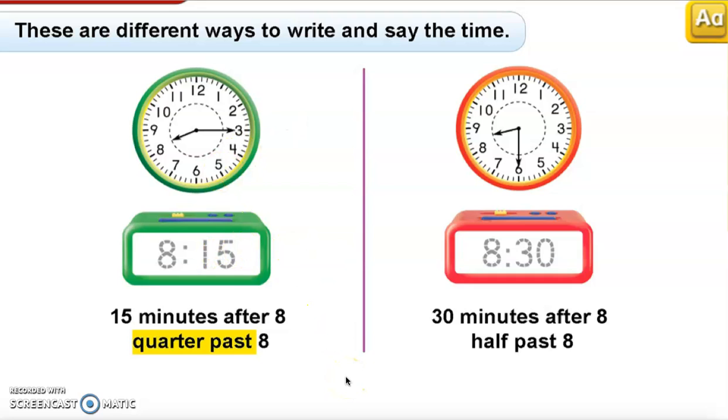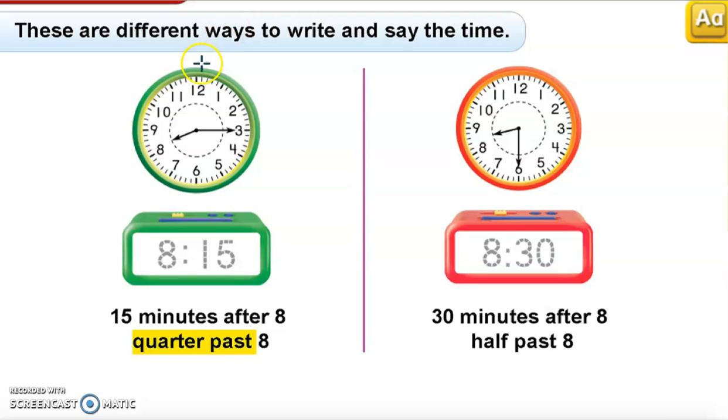Another way to say 8:15 is 15 minutes after 8 because again, 15 minutes have now passed since it was 8 o'clock. Now this is the part that I wanted to show you guys a little bit more in depth. So another way to say 8:15 or 15 minutes after 8 is quarter past 8. And the reason why, remember, I was talking about how it's very similar to fractions.